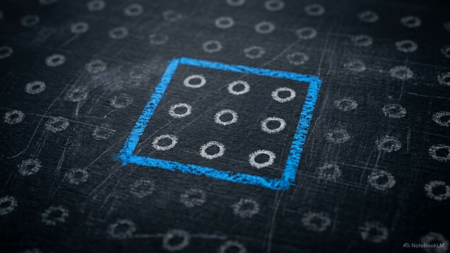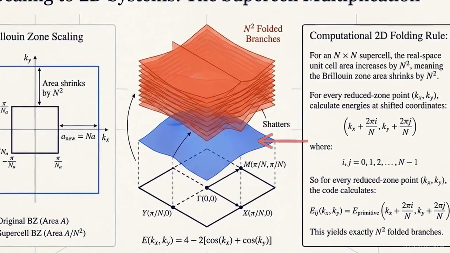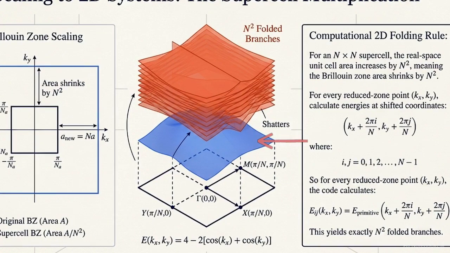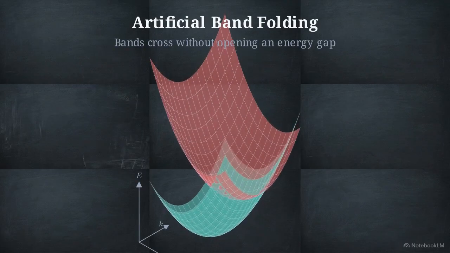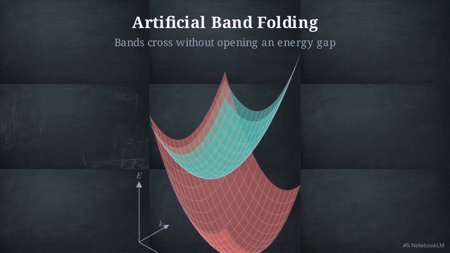This same logic scales up to 2D systems, particularly in computational density functional theory, where researchers often employ artificial supercells for calculation convenience. Expanding a unit cell to an n by n area shrinks the Brillouin zone by an inverse factor of n squared. The original 3D energy surface shatters and stacks into n squared folded branches. This creates a densely packed momentum space where multiple energy bands overlap. While this creates a complex architecture of crossing bands, these bands pass through each other without interacting because the underlying Hamiltonian of the system remains unchanged.